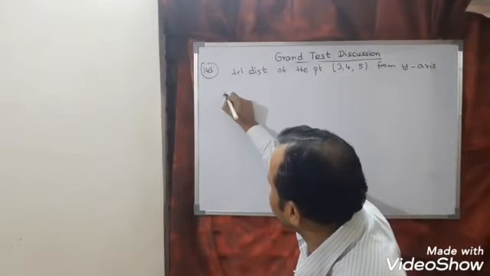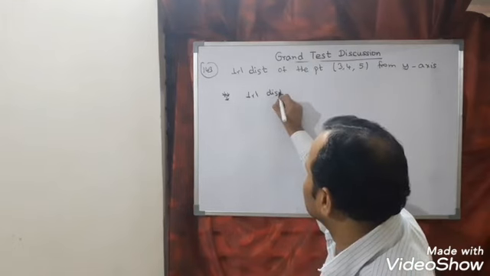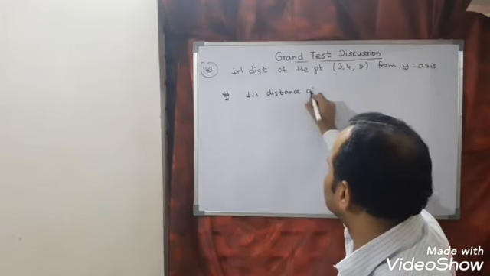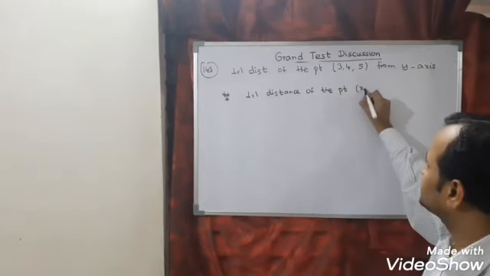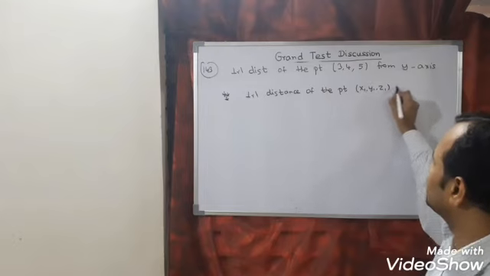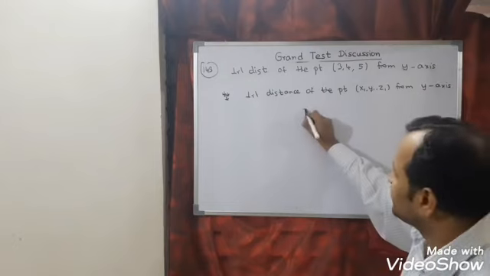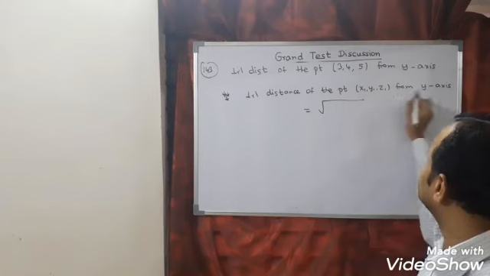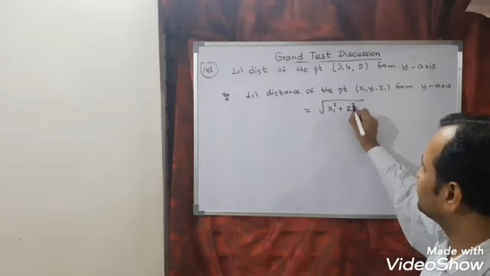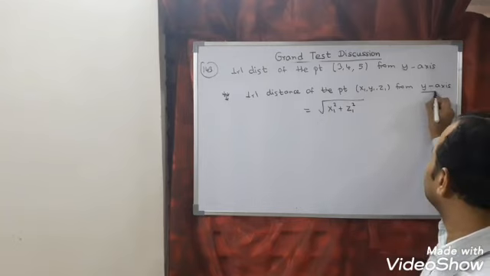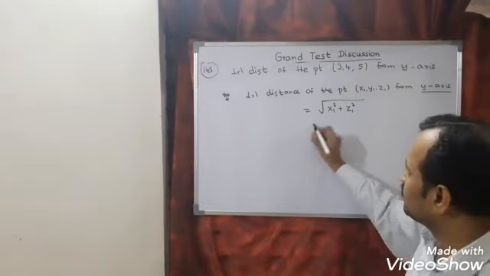Remember one very important point here: the perpendicular distance of the point x1, y1, z1 from the y axis is equal to the square root of x1 square plus z1 square, since the y axis has come. Suppose the x axis is coming, then the formula will become y1 square plus z1 square. So put in this formula.